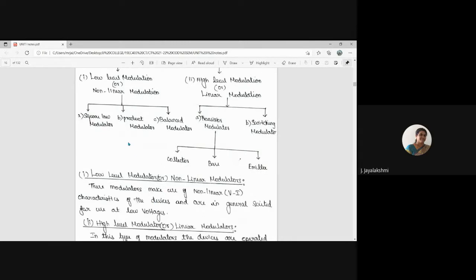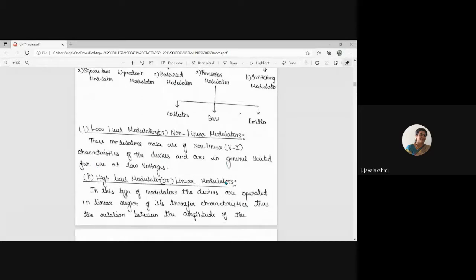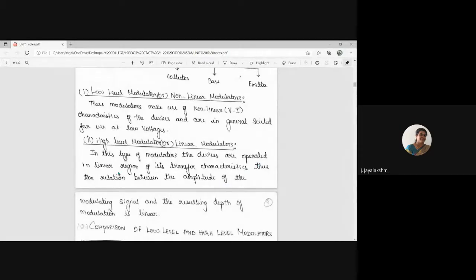So first we'll see what is low level modulator. Low level modulator, the name says, it is going to deal with low voltages. The signal which deals with low levels of voltages can be used for generating this low level modulated output. So this is used as non-linear. We are going to bother about the VI characteristics, the non-linear region of the VI characteristics of that device. High level modulators are going to get operated in the linear region of the transfer characteristics.